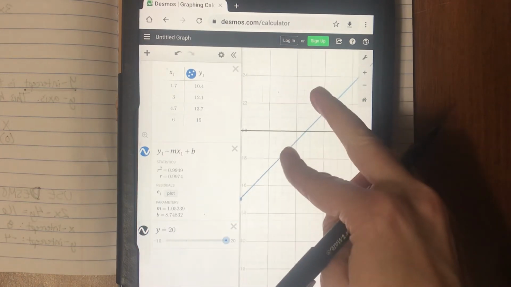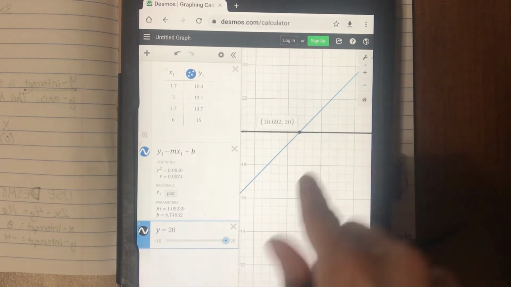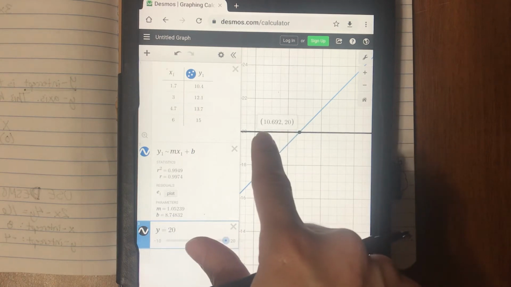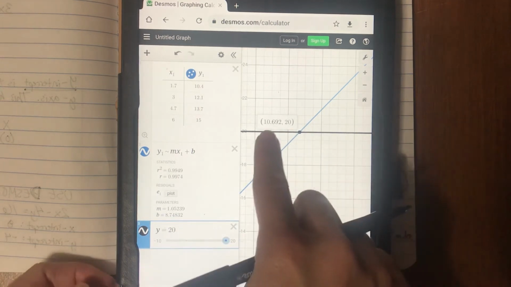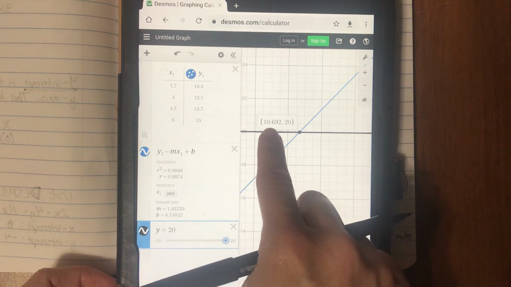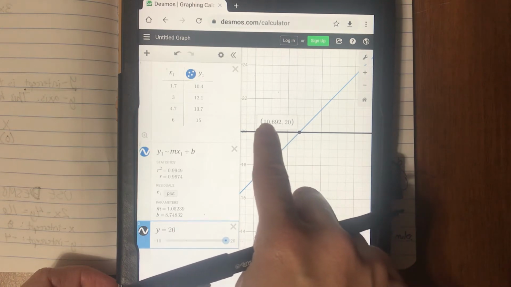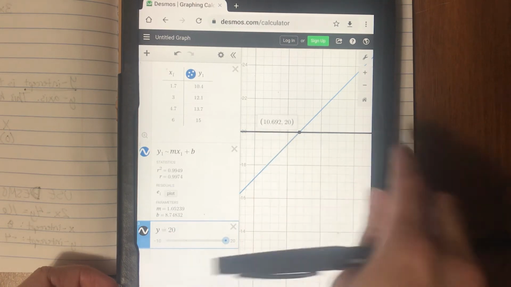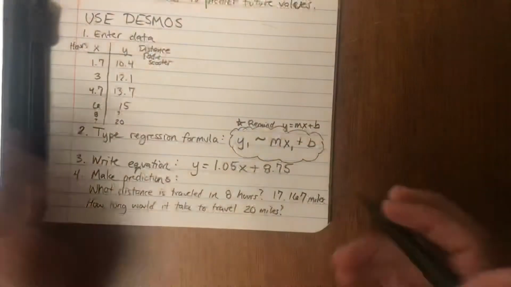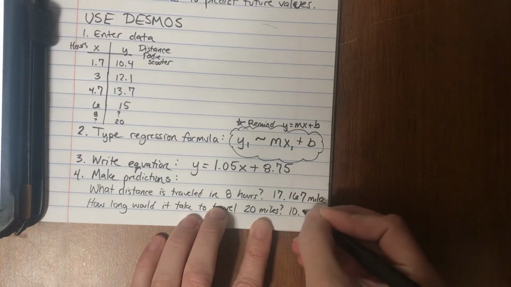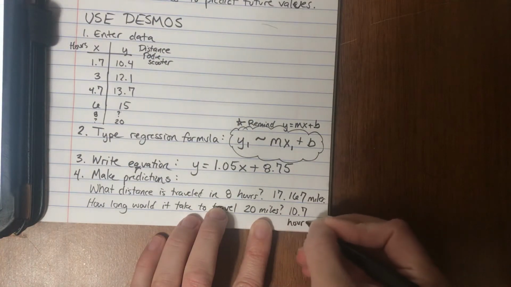Well, we're going to go to this intersection point when Y is 20, and we're going to check now our X value. Well, what would the X value be? That's the hours. It's about 10.7, 10.692, so I'm going to round that to 10.7. It's about 10.7 hours, which would go with 20.